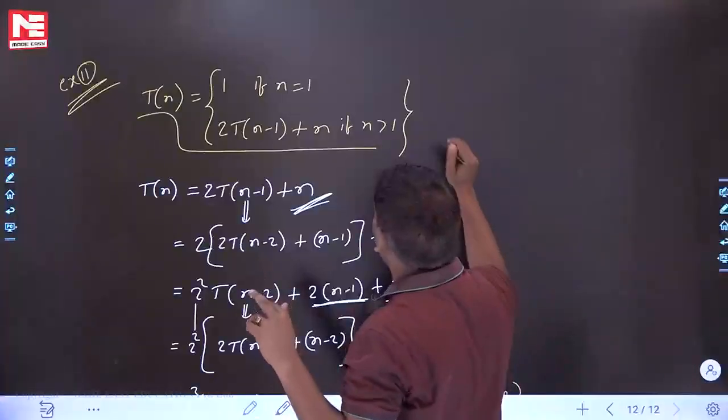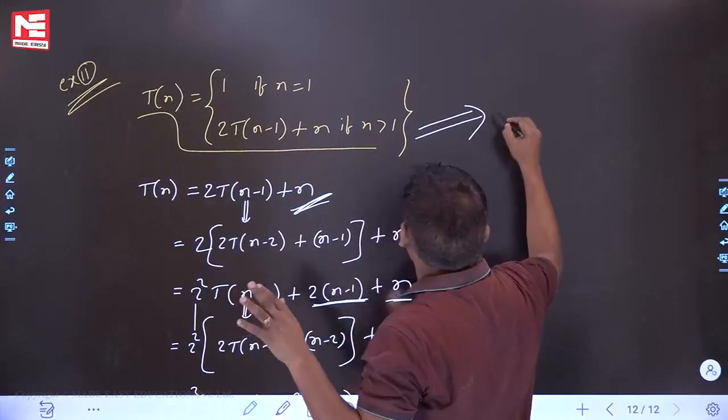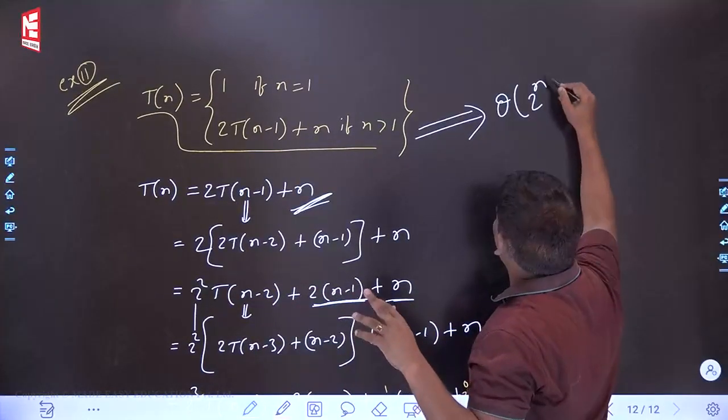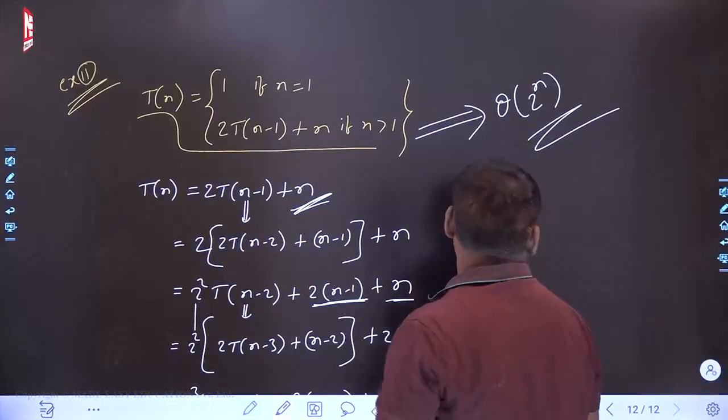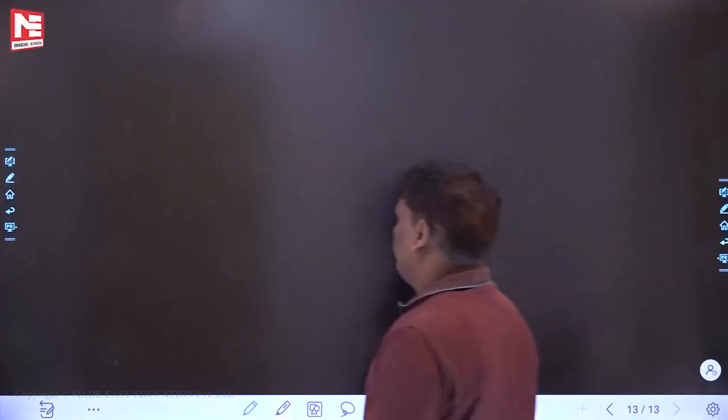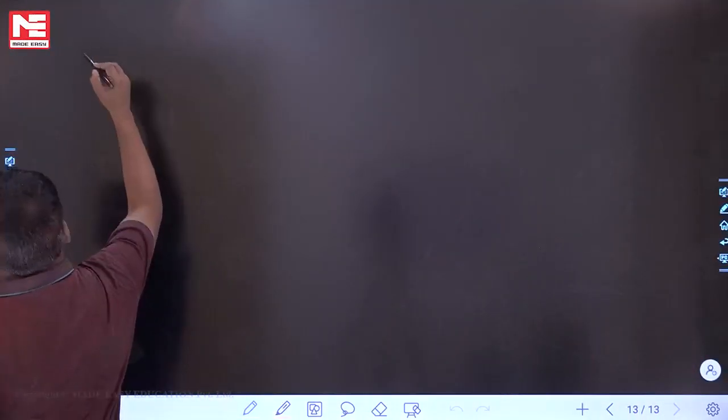Theta also you can write, right? Because left side, right side, bigger function is same. Theta of 2 power n. Right? Please be careful. See this problem also. One more problem. See this one also.